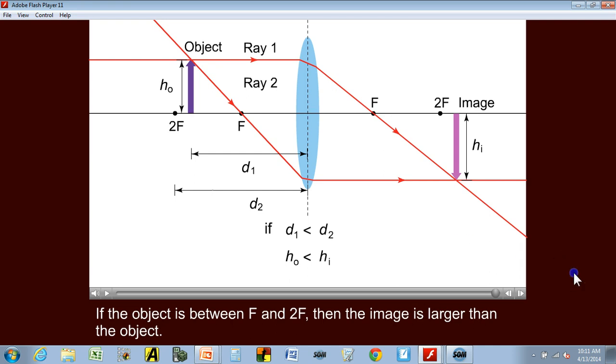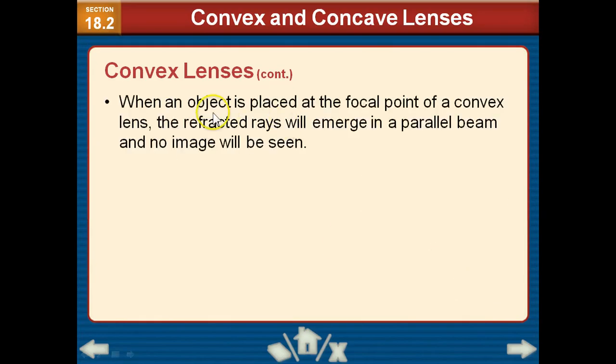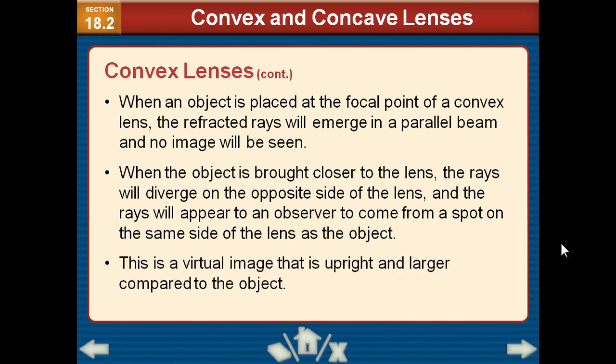So let's continue on. Again, when the object is placed at the focal point of the convex lens, then basically all of the rays end up being parallel, so there's no image. No image gets formed. When you put the object closer to the lens, then the rays will start to diverge coming out the other side, and what you get is a virtual image, and it's on the same side as the object, and it's larger.